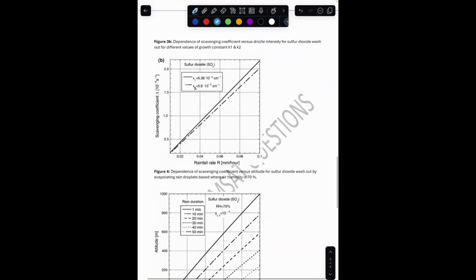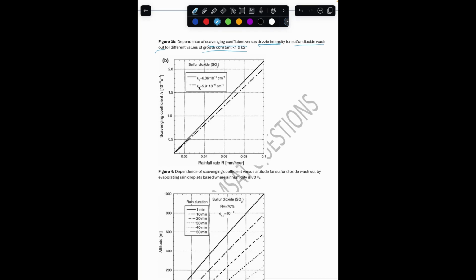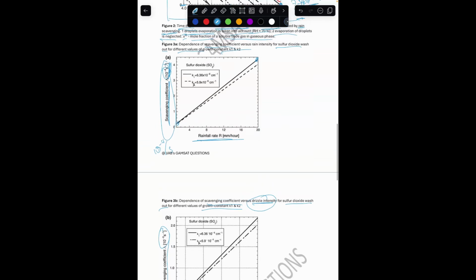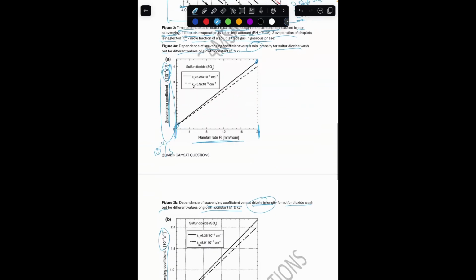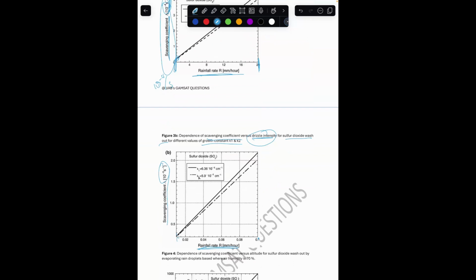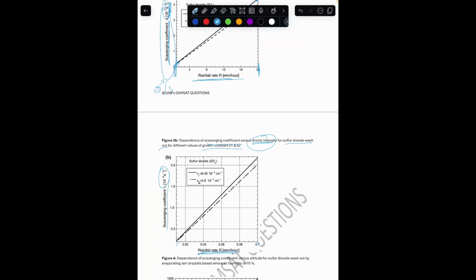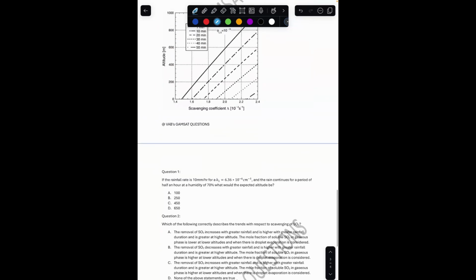All right, let's look at figure 3b. Dependence of scavenging coefficient versus drizzle intensity, for sulfur dioxide washout. Washout means to get rid of the SO2, which is what we're doing here, for different values of growth constant K1 and K2. Okay, so here's your scavenging coefficient again, but this time it's 10 to the negative 6. And this is for rainfall rates in millimeters per hour of 0 to 0.1. So it's very tiny, and that's why they call it drizzle. The previous one was rain because it's for a higher amount of rainfall, like 0 to 20. So that's why. Same idea, different K values here, but the idea is still the same. The higher your rainfall rate, the higher your scavenging coefficient is going to be. Okay. Cool.